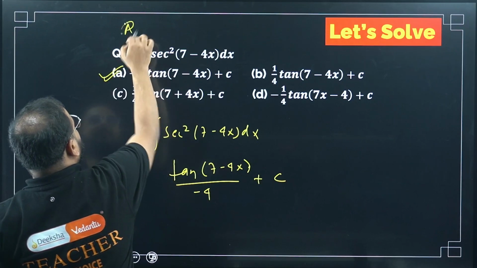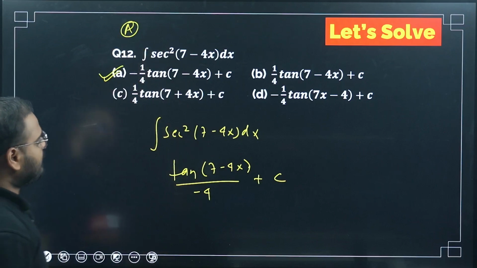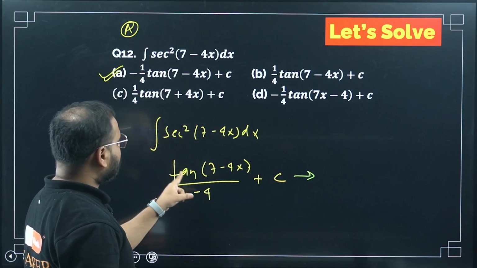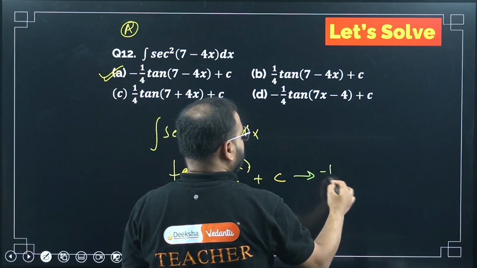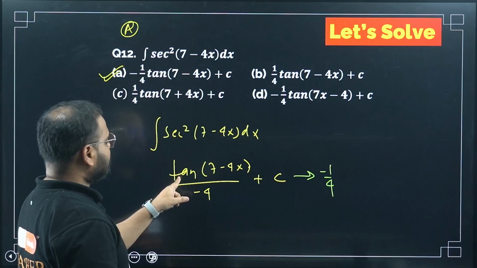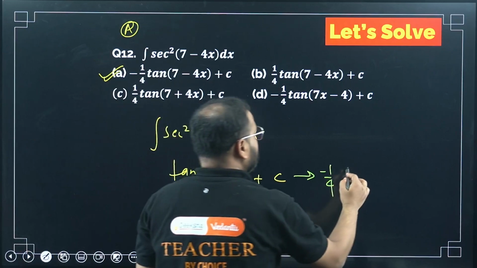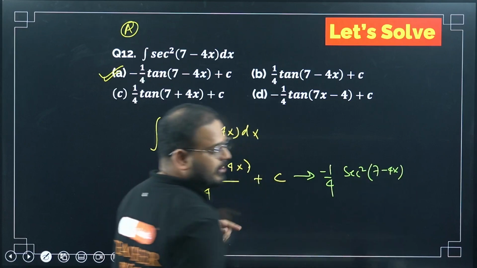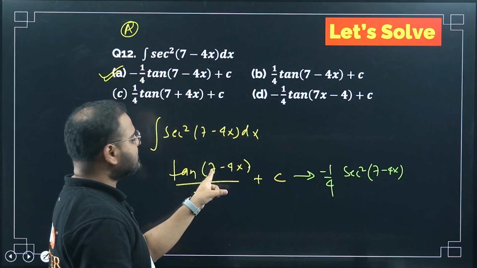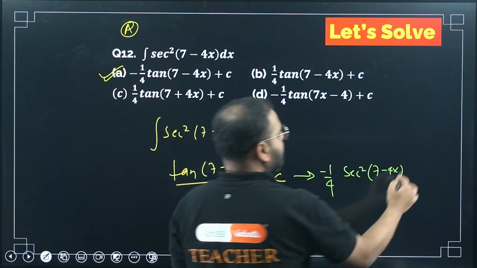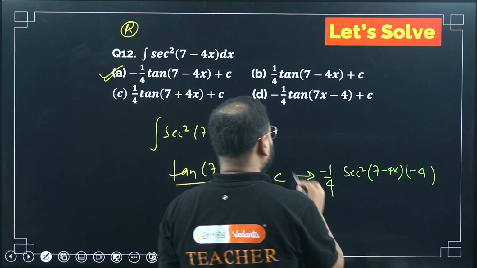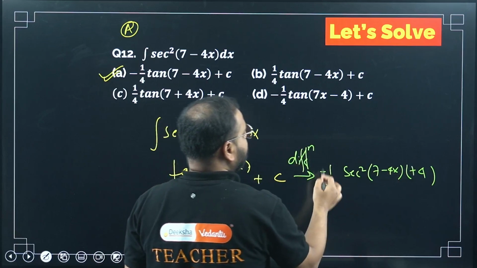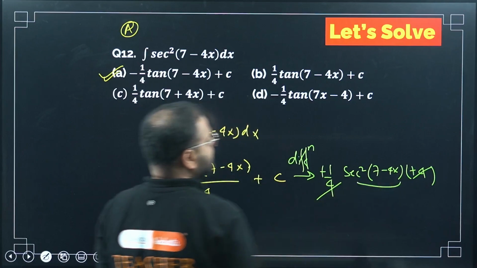If anyone is confused even a little bit, differentiate this part. First of all, write the constant, minus 1 by 4. Differentiation of tan is sec square of 7 minus 4x. I have to use the chain rule again. For 7 it is 0, and for the other term it is minus 4. Minus and minus is plus, 4 and 4 cancel, and I get sec square of 7 minus 4x.